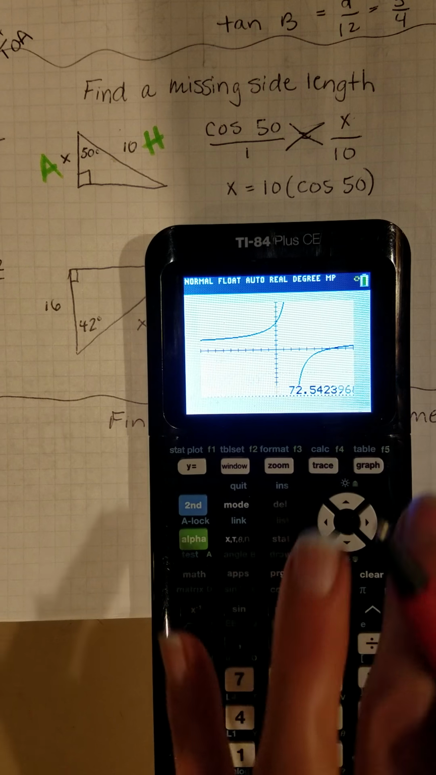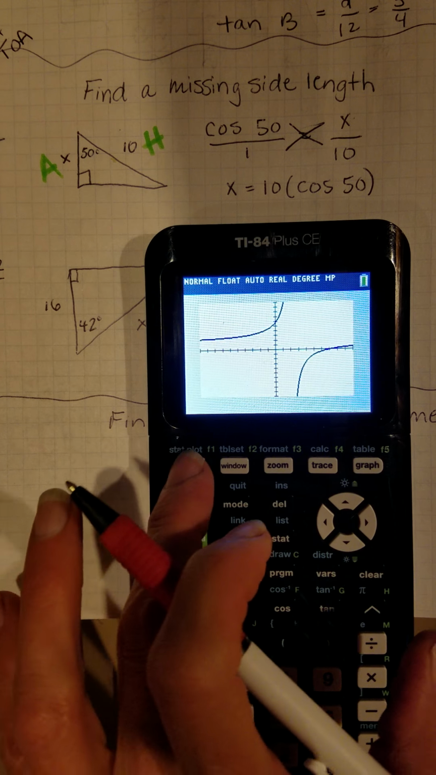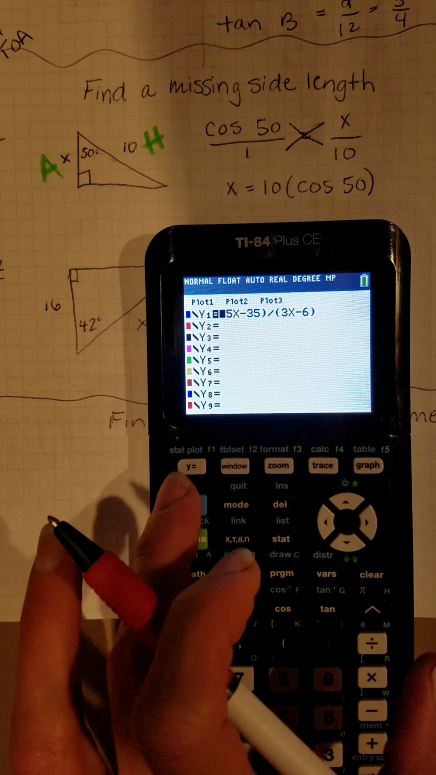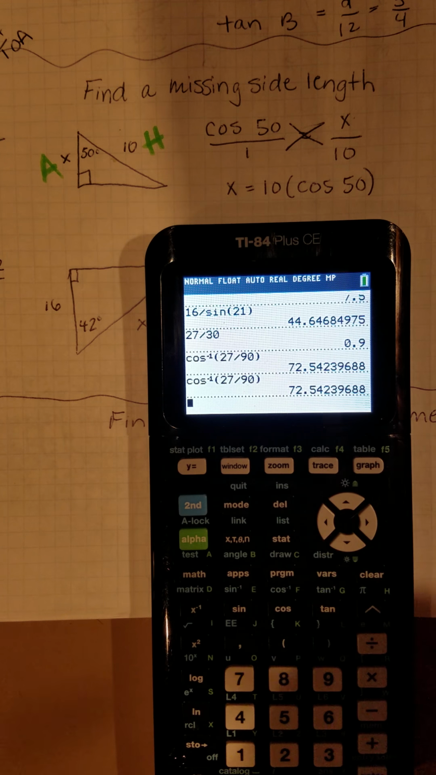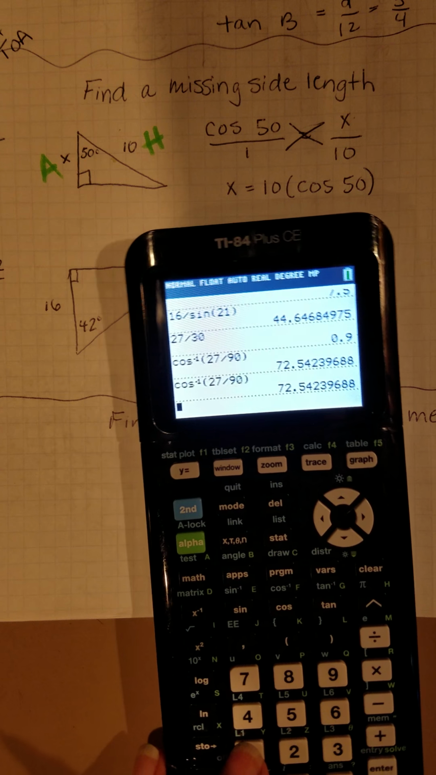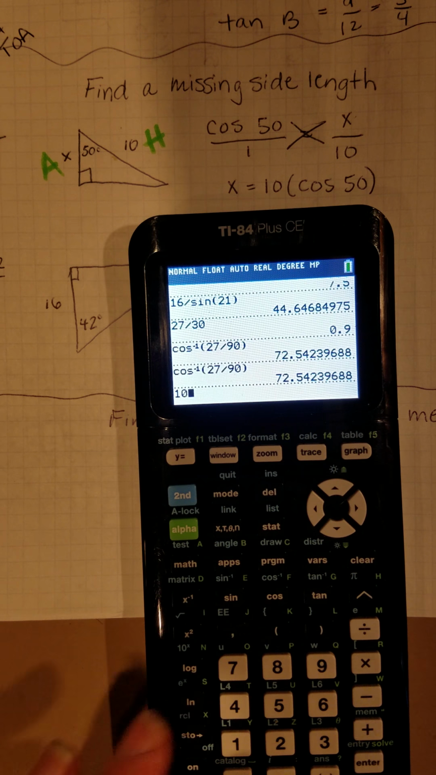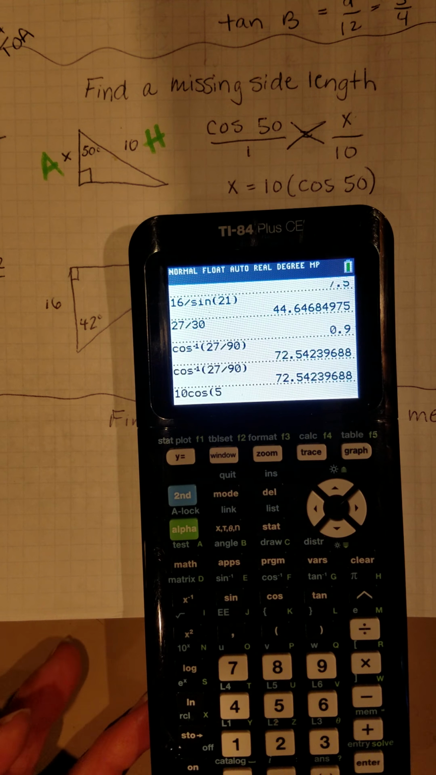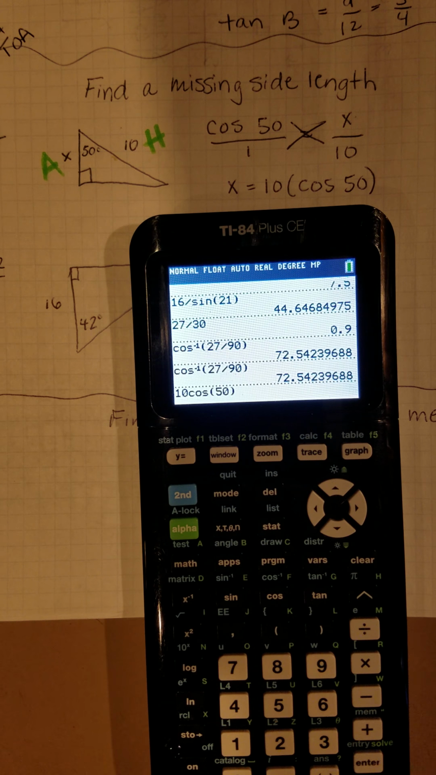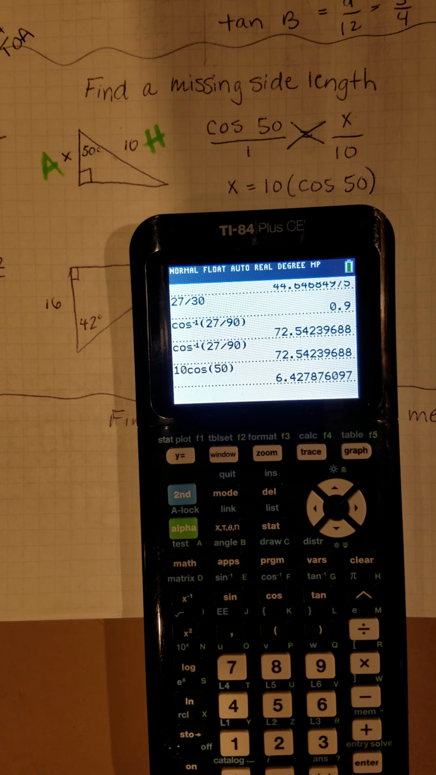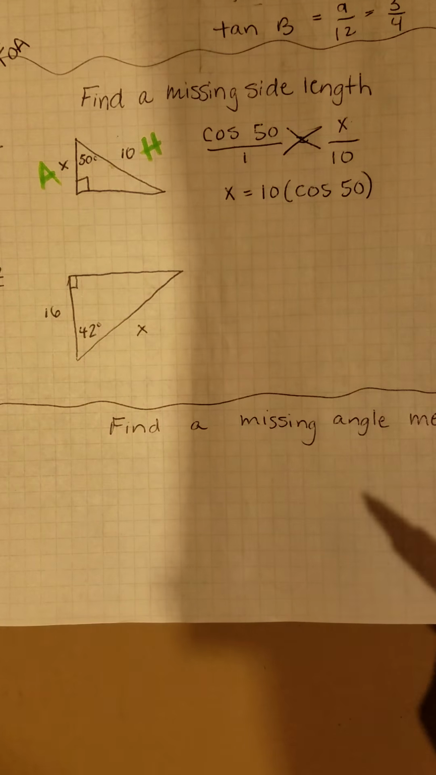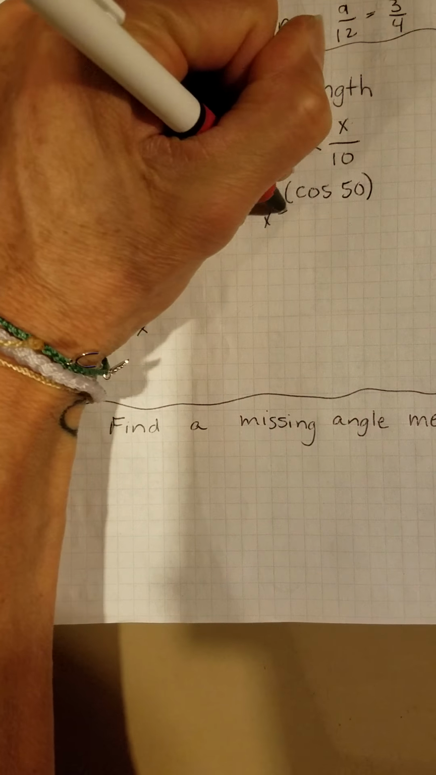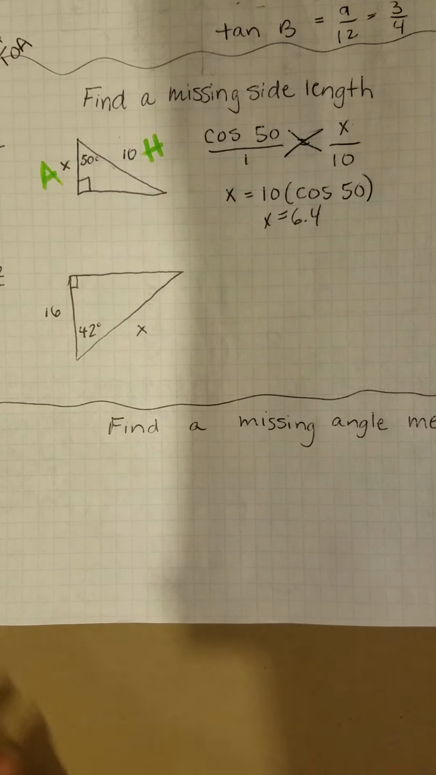So how do I solve this? Second quit, clear. All right, so what I do in my calculator, 10 cosine 50, in my parentheses, hit enter, I get 6.427, round to the nearest tenth. So X is equal to 6.4.